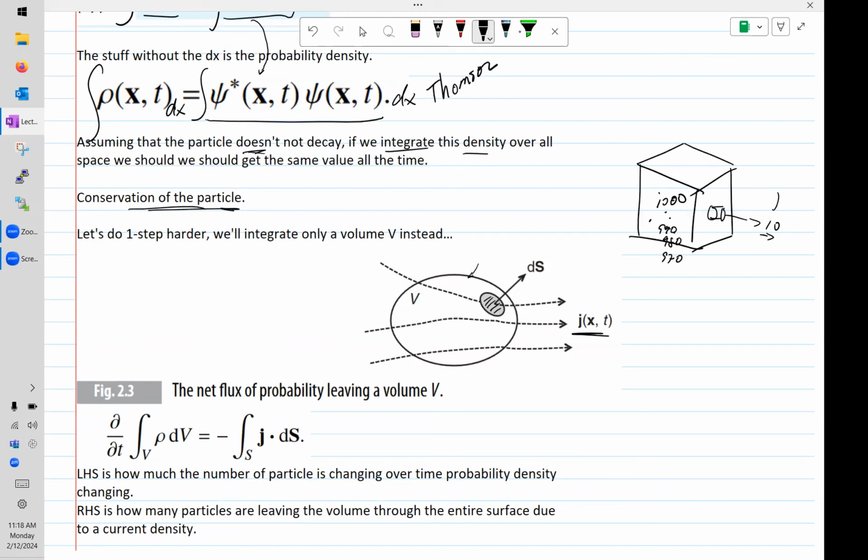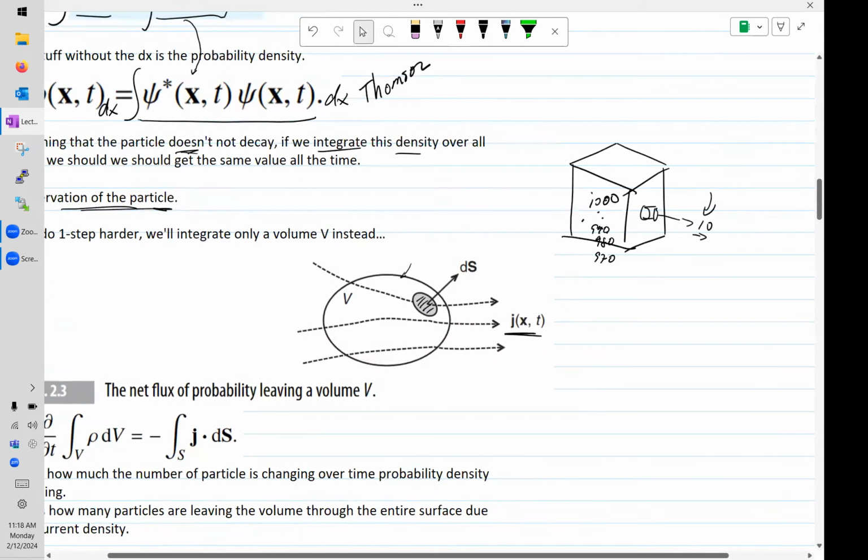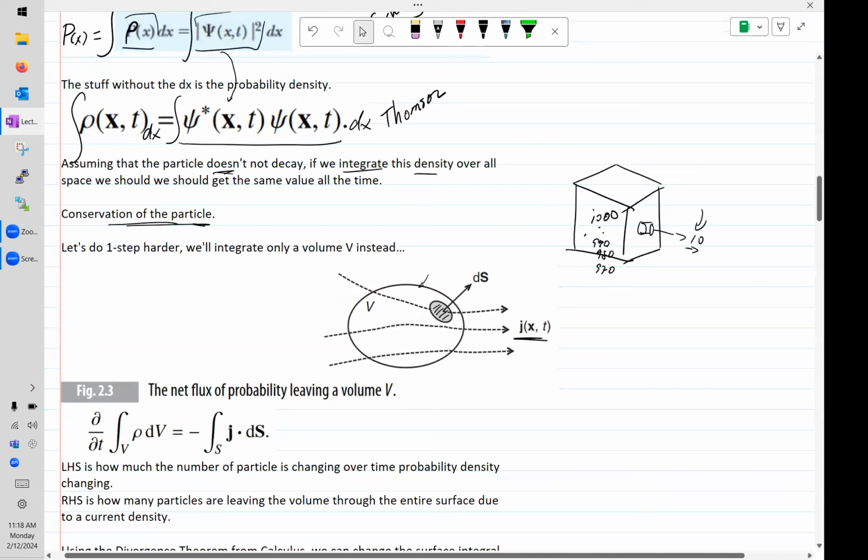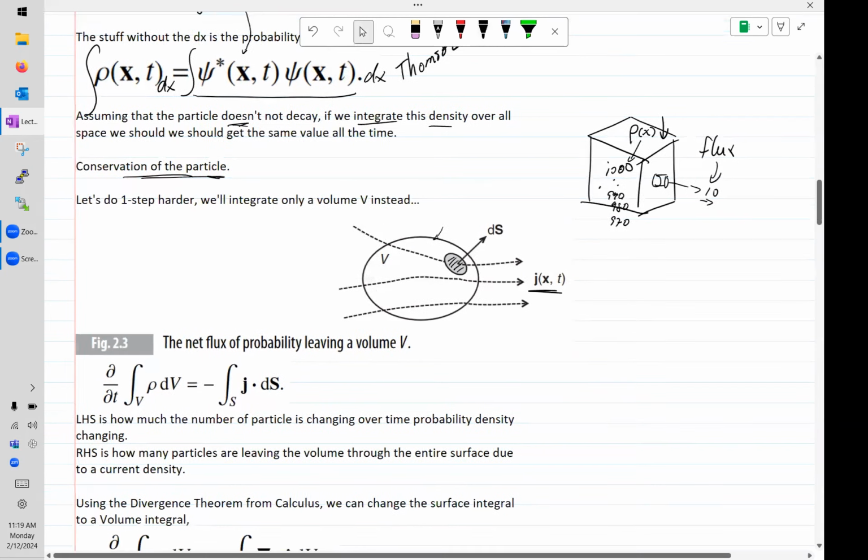Those of you who still remember your E&M, this is kind of like the flux coming out. In fact, this flux is negative because you're losing particles. And inside here is the density of the particles, which is actually going down.